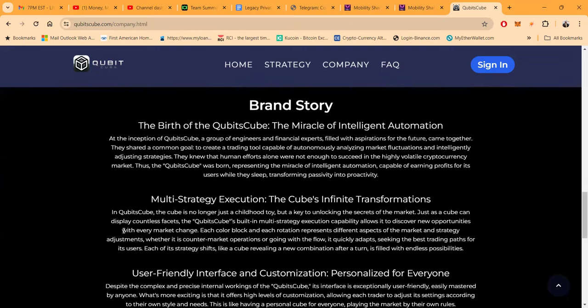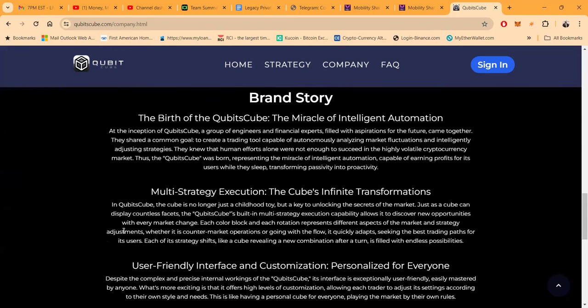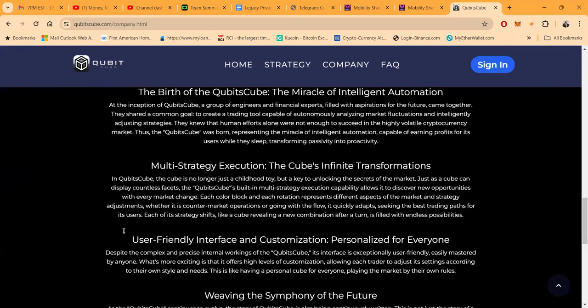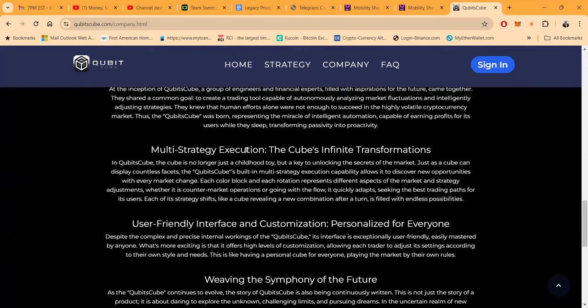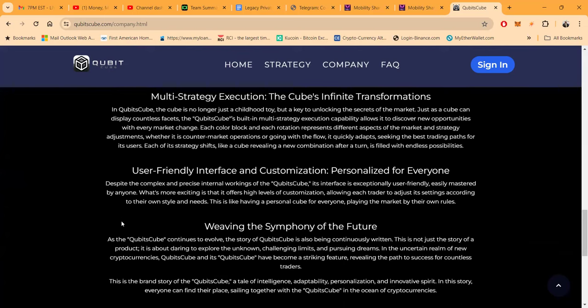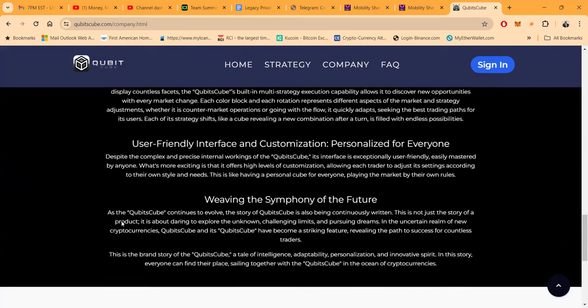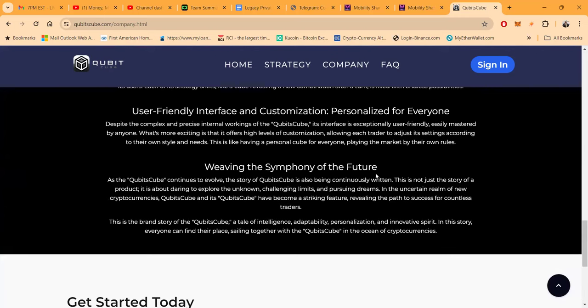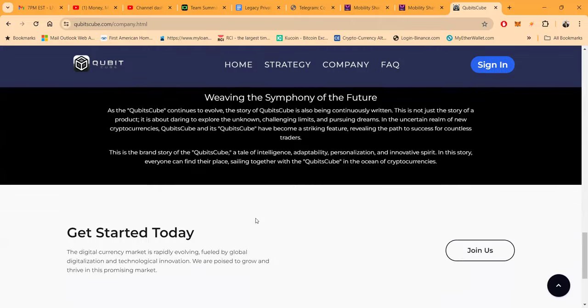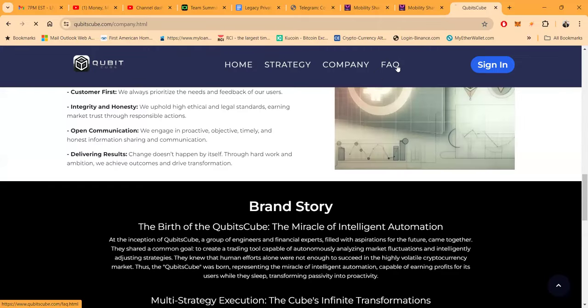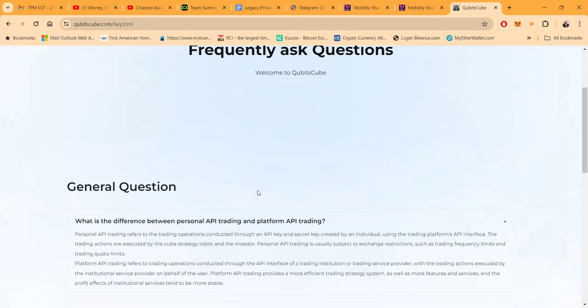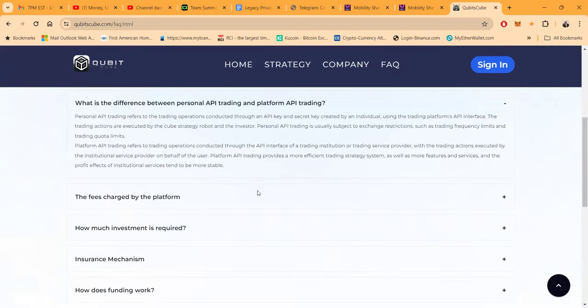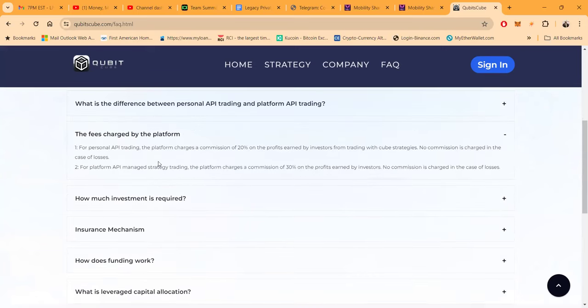You can come down here and read about the birth of QubitsCube, the miracle of intelligent automation. You can read about their multiple strategy execution. They do have a very user-friendly interface, and they're weaving the symphony of the future, right, with this QubitsCube. Folks, you can come over and also check out their frequently asked questions on their main page. They're going to tell you the difference between API trading and the API platform. They talk about those fees.